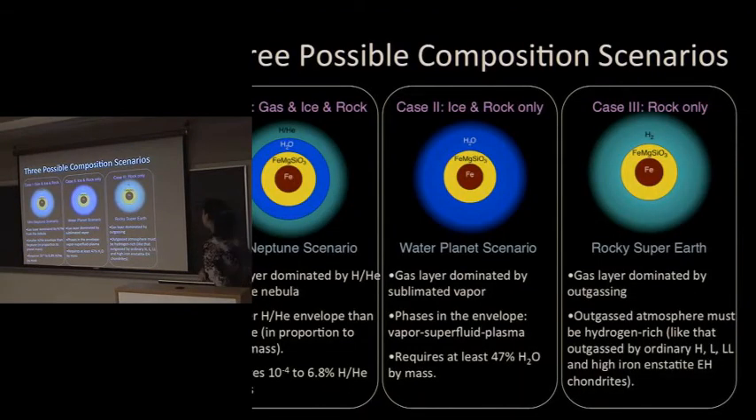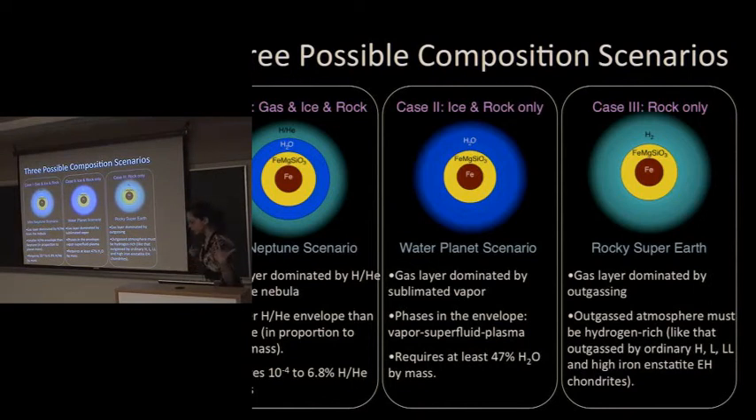There are many plausible formation scenarios for how this planet could have formed and for what the nature of its gas layer might be. These are three potential end members. A mini Neptune scenario where the planet has a roughly solar composition, hydrogen helium envelope, and in this case, its envelope would need to be between about 100% and 6.8% of the planet's mass to account for its radius.